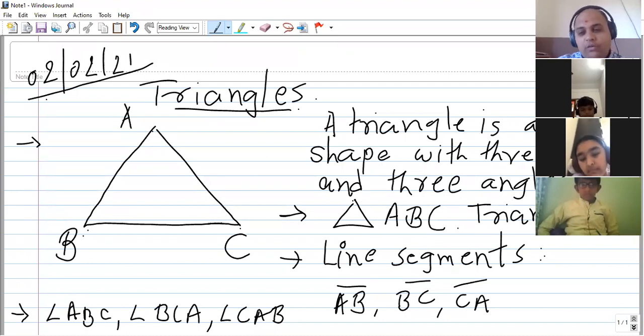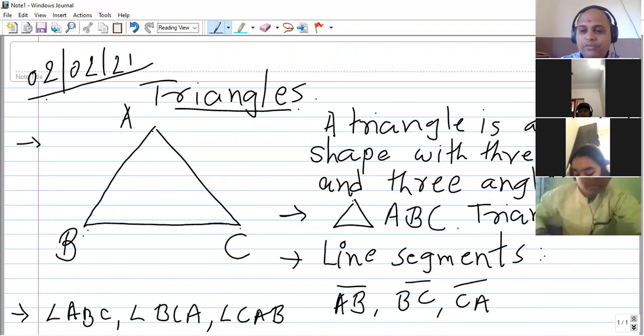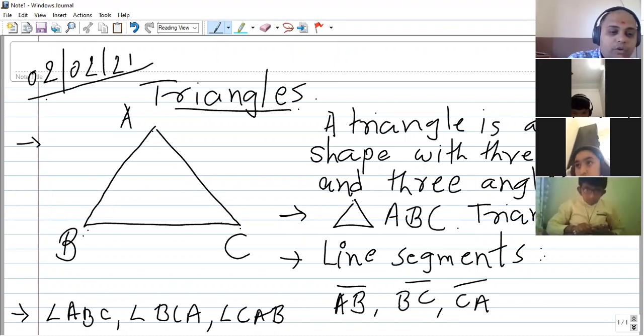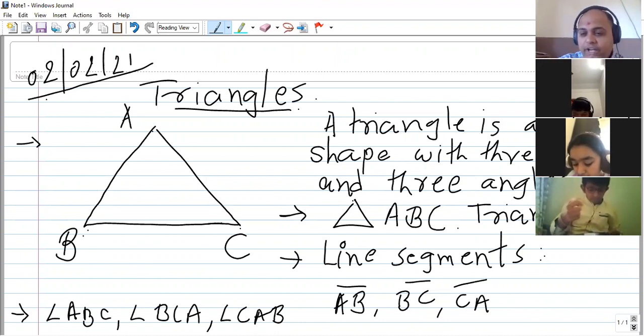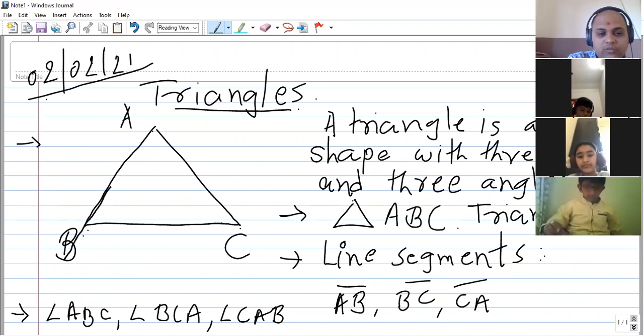Now what I want you to do is measure these three angles using a protractor. How will you do it? Put your pencils down for a second. What you will do is put your protractor first here, one time here. You put the protractor here.